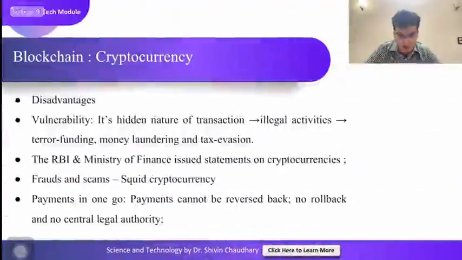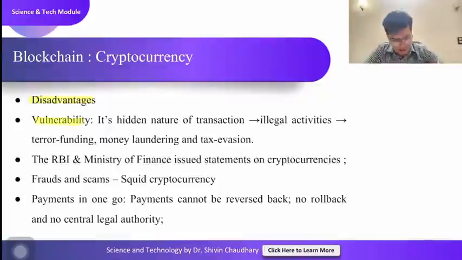Okay. Now, what are the disadvantages of cryptocurrency? Advantages तो काफी हैं. It's instant transaction, easy to do, etc., etc. There is vulnerability because the hidden nature of transaction. इसमें आपने money transaction कर लिया, government कहीं involved नहीं हुआ. So terror funding, money laundering, and tax evasion, वहाँ पे this could become a problem. Secondly, RBI and Ministry of Finance have no control over this, right?